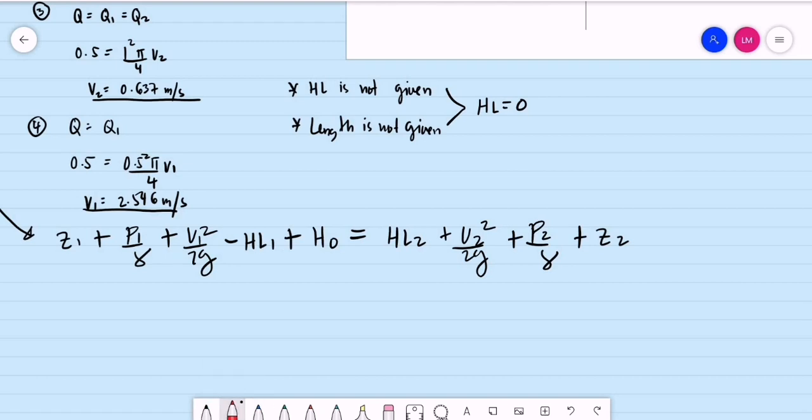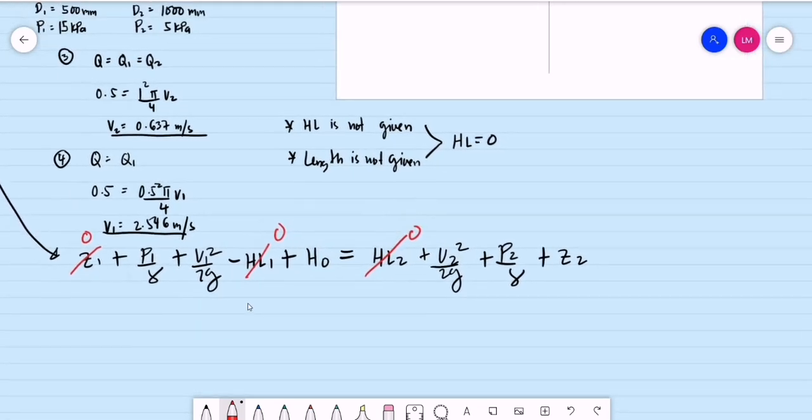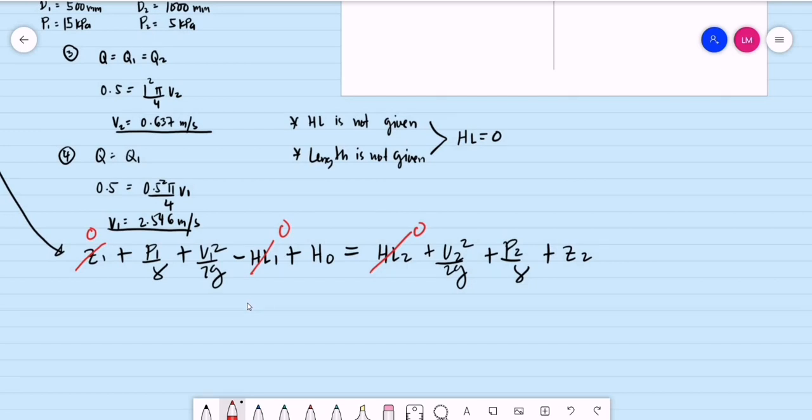So therefore, head loss 1 is 0, and head loss 2 is equal to 0. Since our reference line is point 1, elevation 1 is also equal to 0. What is the pressure at point 1? On our given, the pressure at point 1 is equal to 15 kilopascals. So that is 15 divided by gamma water, 9.81, plus V sub 1, the computed value, 2.546 squared, divided by twice of 9.81.